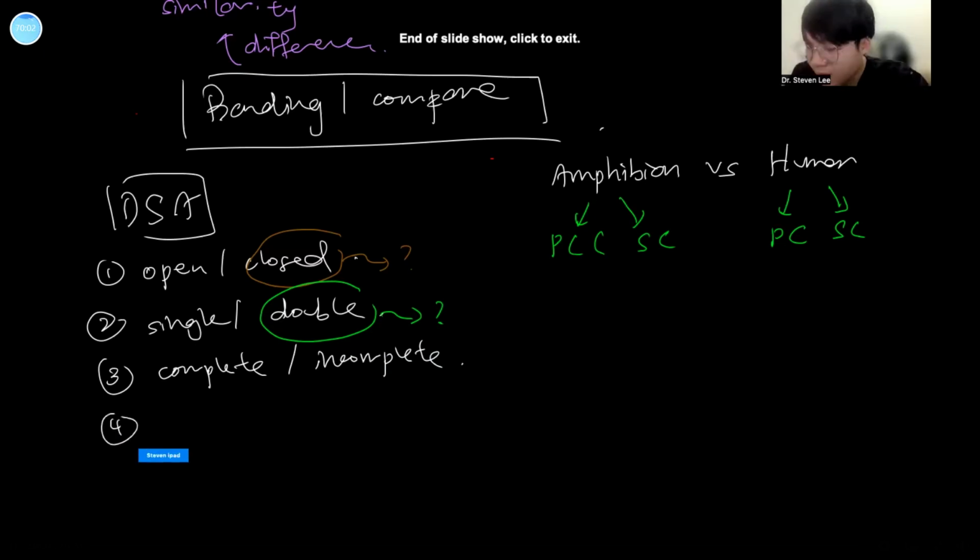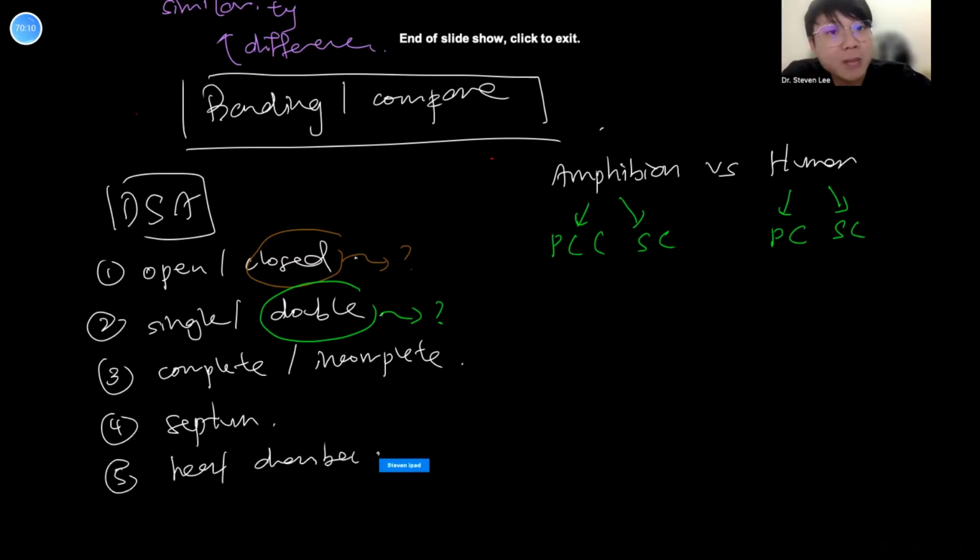Then write down number 4, septum. Ada septum ke tak? Amphibian tak ada septum, human ada septum. Number 5, heart chamber. Amphibian berapa heart chamber? 3. Human berapa heart chamber? 4. Meaning, berapa atria? Berapa ventricle?